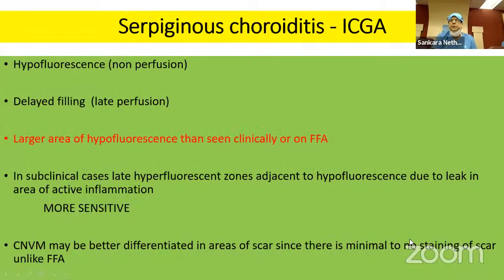ICGA, when do you require it? It's important to particularly see the extent of the lesion, particularly when it is close to the macular area. It is more sensitive than fluorescein angiogram. Choroidal lesions are much better seen, and particularly CNVM in the differentiated areas of the scar. There is minimal or no staining of the scar, unlike FFA.